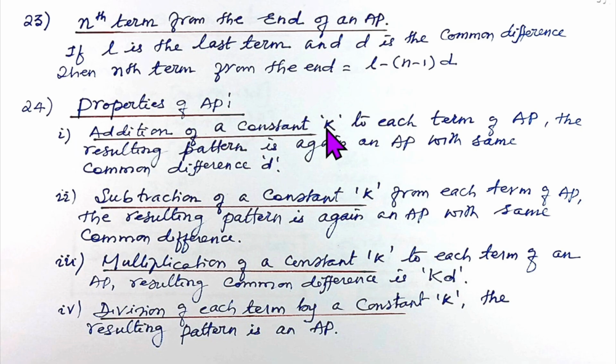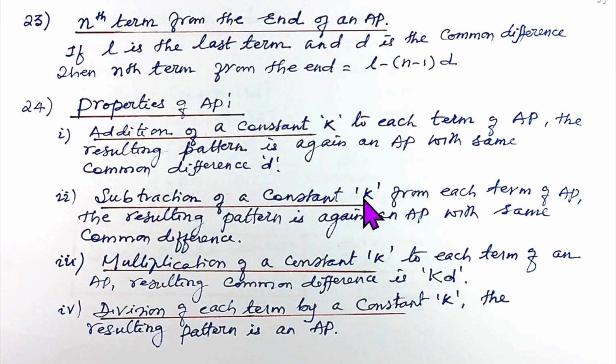If you add a constant k to each term of an AP, the resulting pattern is again an AP with the same common difference d. That means you are already given an AP, and if you add the same term k to every term of the given AP, then the new AP formed is also an AP and they have the same common difference d.